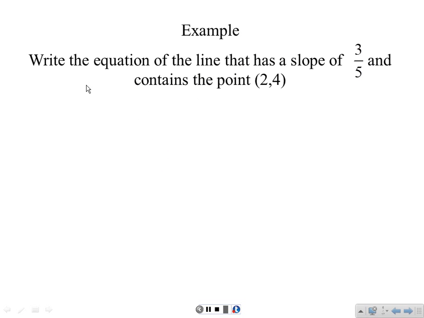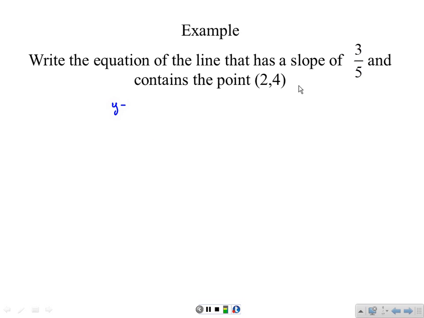Okay, write the equation of a line that contains the slope of 3/5 and contains the point (2, 4). Notice this time I did not give you the y-intercept. I just gave you a basic point. So when I just give you a point that is not the y-intercept, you have to use the point-slope formula.